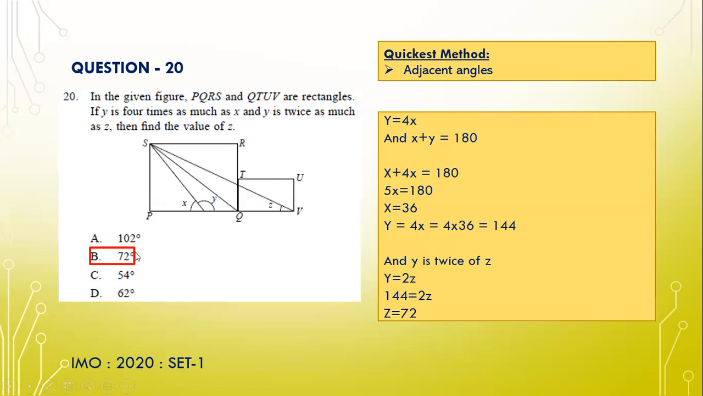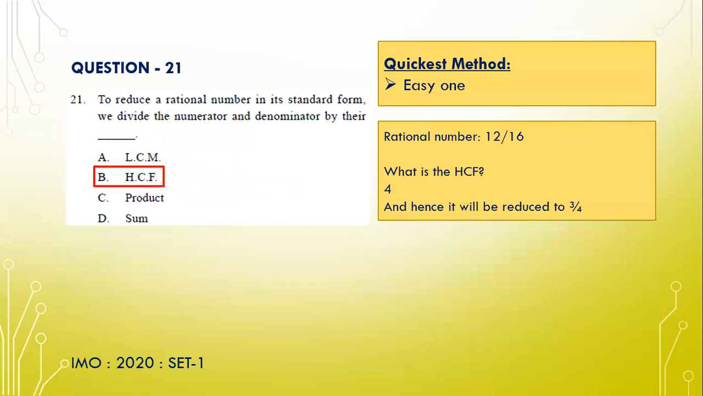Z is 72. To reduce a rational number to its standard form, we divide the numerator and denominator by their highest common factor, isn't it? Say if the rational number is 12 upon 16, what is the highest common factor of 12 and 16? 4. So we divide this by 4, so it becomes 3 upon 4. Similarly, if you take a rational number 20 upon 25, what is the highest common factor of 20 and 25? It is 5. So then it will become 4 upon 5, isn't it? So we divide the numerator and denominator by their highest common factor.